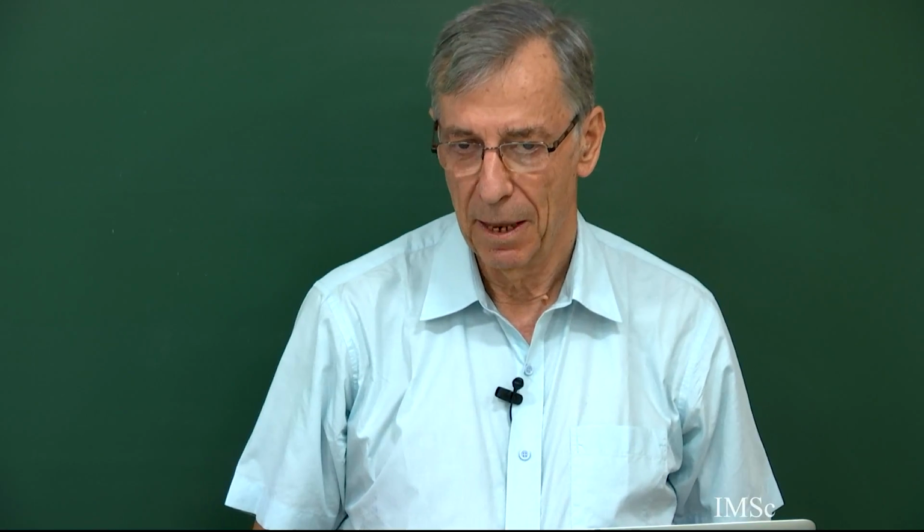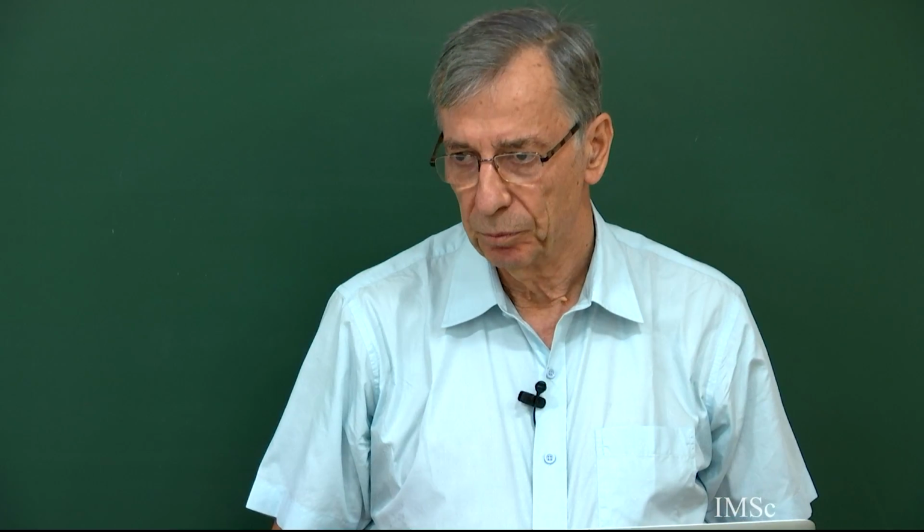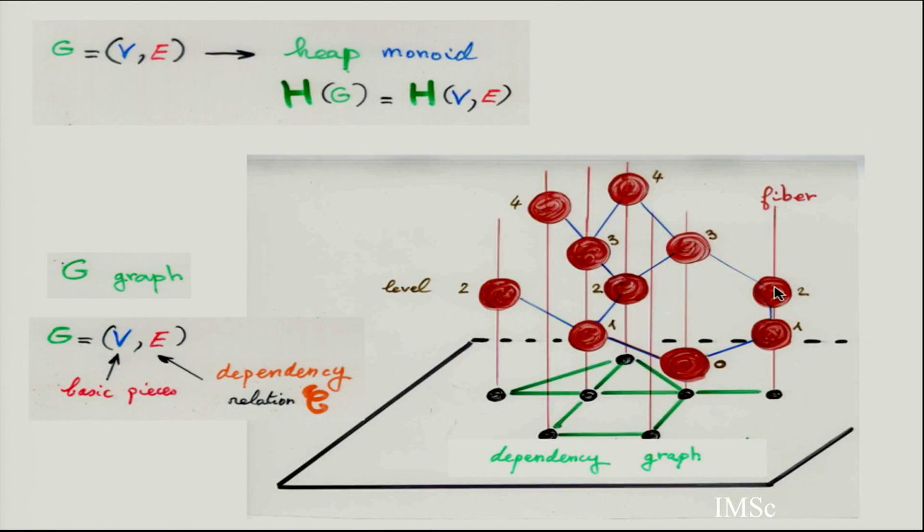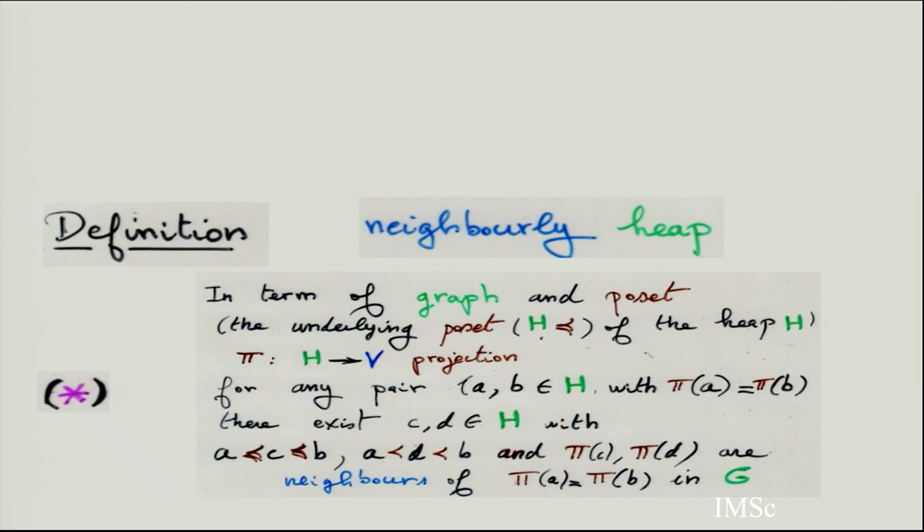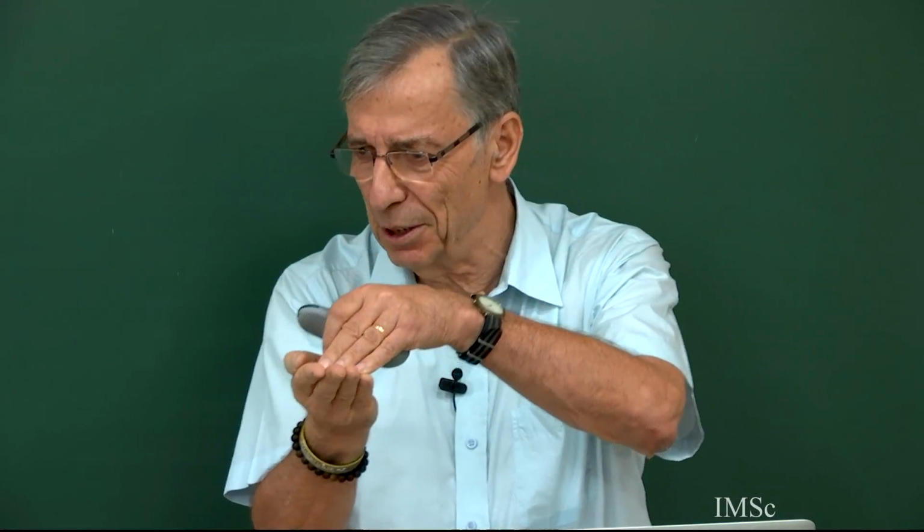But isn't this like putting a counter group, saying that if you have two pieces with the same projection, then they cancel? No, it's not. This would be a strict heap. They don't cancel. This is the general condition. I don't say that if I take two pieces one over another, they will cancel.